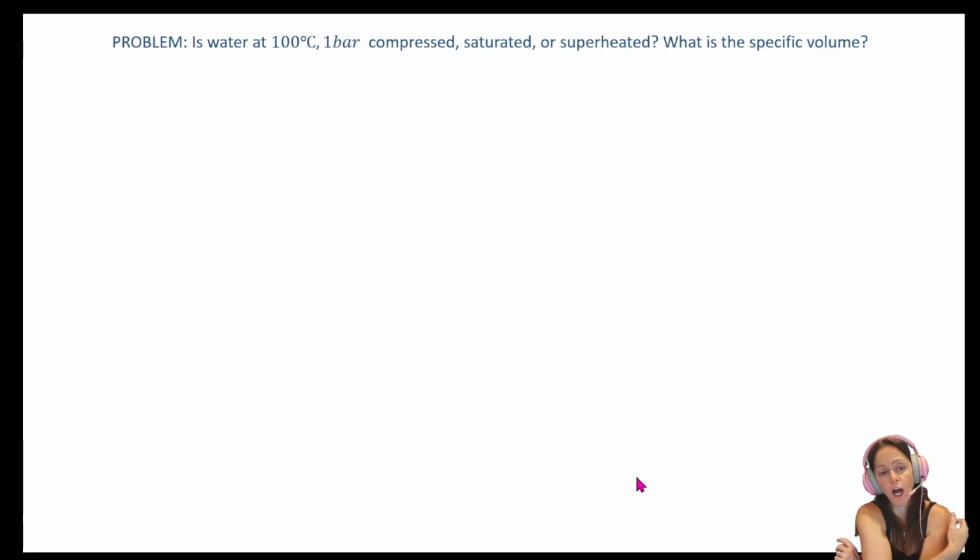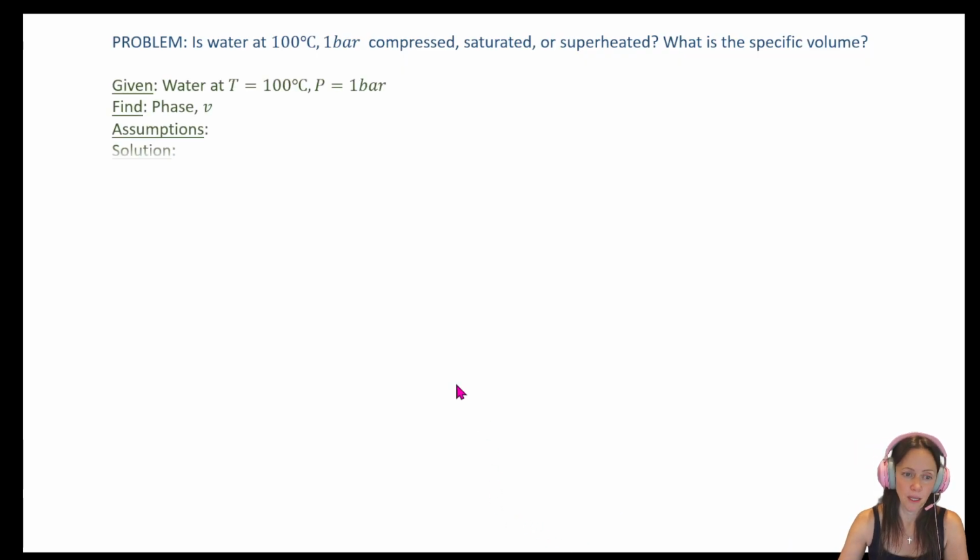So we have 100 degrees Celsius, 1 bar. We want to figure out, same thing, is it compressed, saturated, or superheated? And then we'll figure out the specific volume. So I'm going to write down the two independent properties that I know and then figure out the phase, then the specific volume.